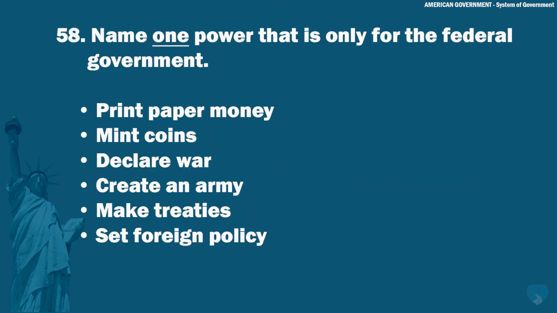Question 58. Name one power that is only for the federal government. Print paper money. Mint coins. Declare war. Create an army. Make treaties. Set foreign policy.